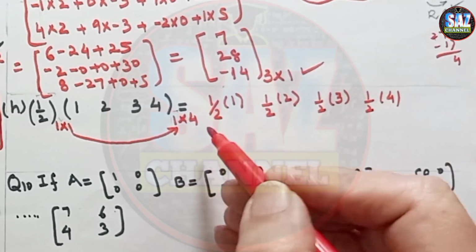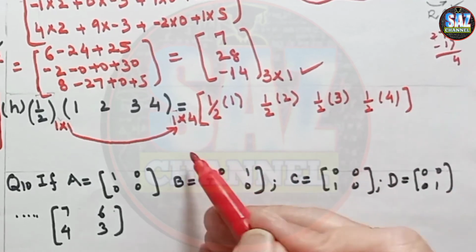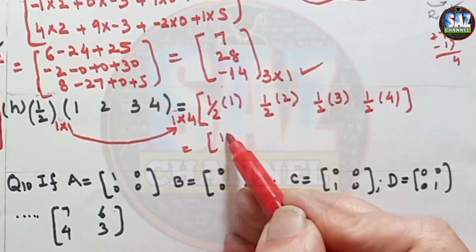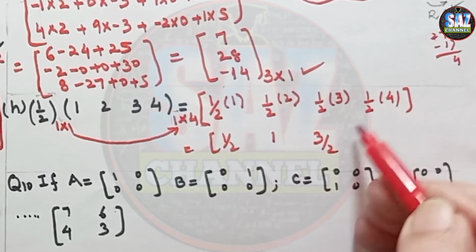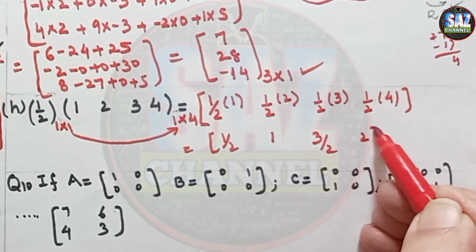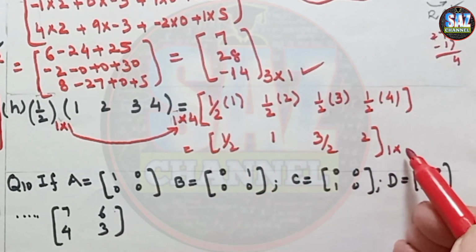And then I have to put a matrix as well, and this will take the form half, 2 upon 2 is 1, 3 by 2, and 4 by 2 is 2, and this is having 1 row and 4 columns.